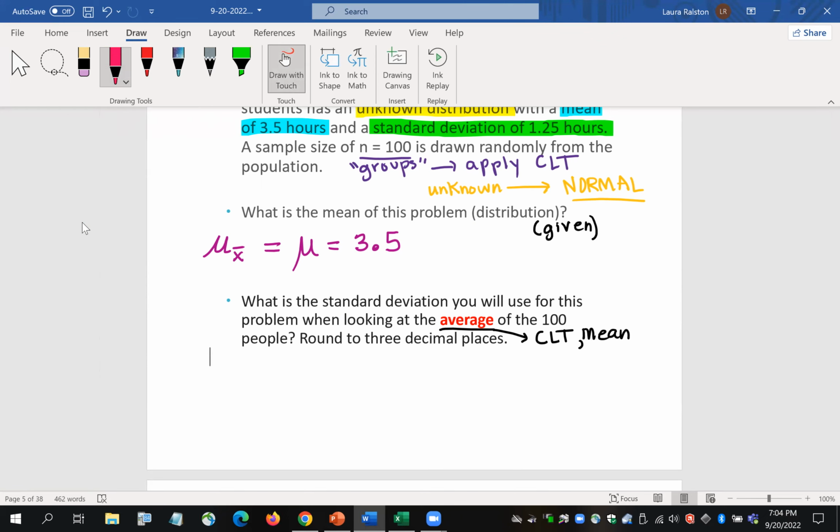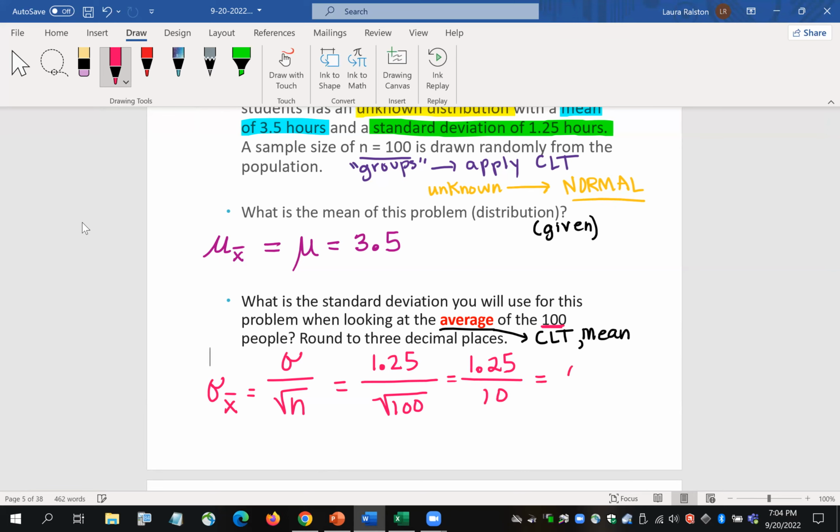Okay, so the standard deviation of the central limit theorem is the original standard deviation divided by the square root of n. The original standard deviation is given as 1.25, and it says we're going to use sample sizes of 100. It says it in the original scenario. It also says it again here in this problem. So that gives me 1.25 divided by 10, which is 0.125.